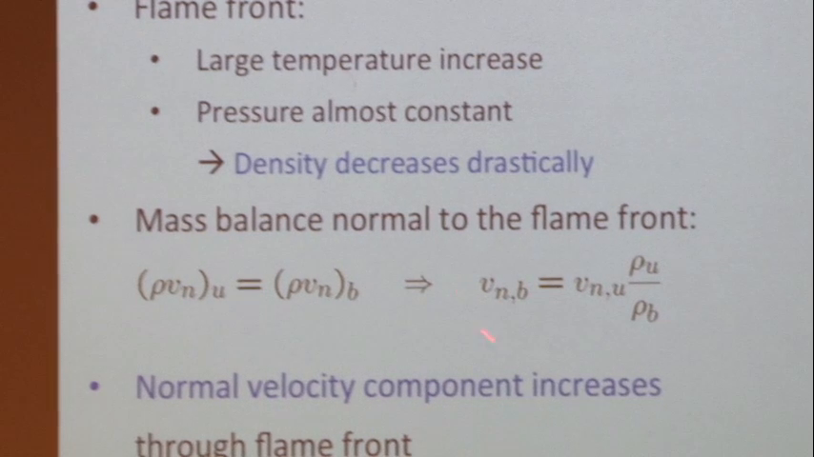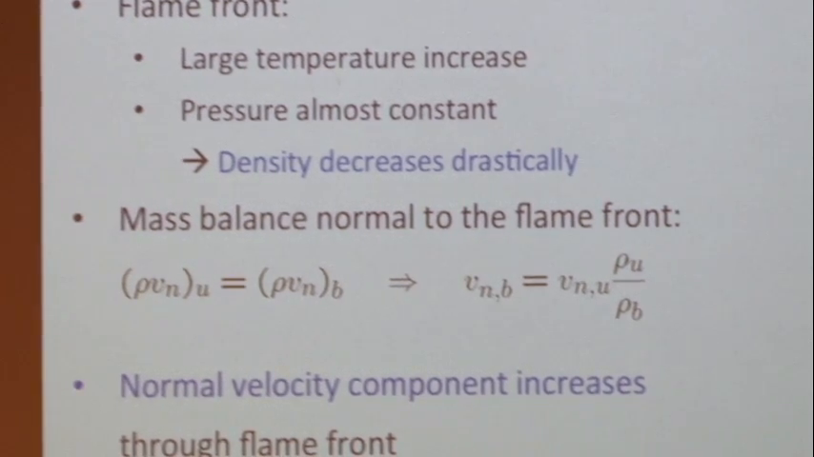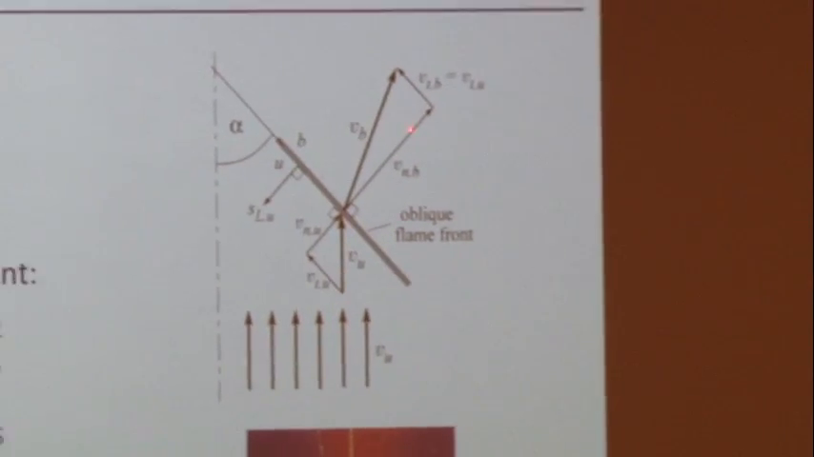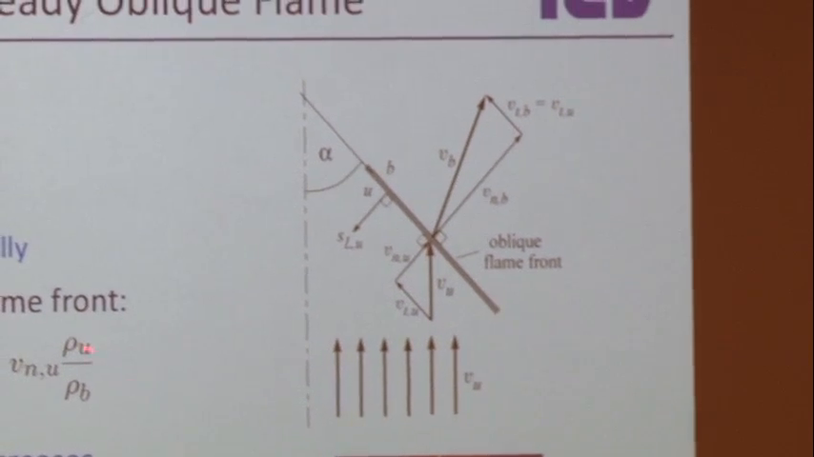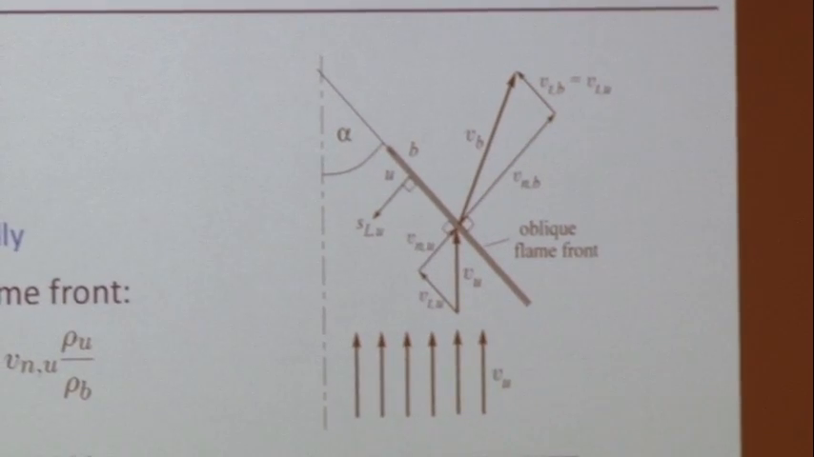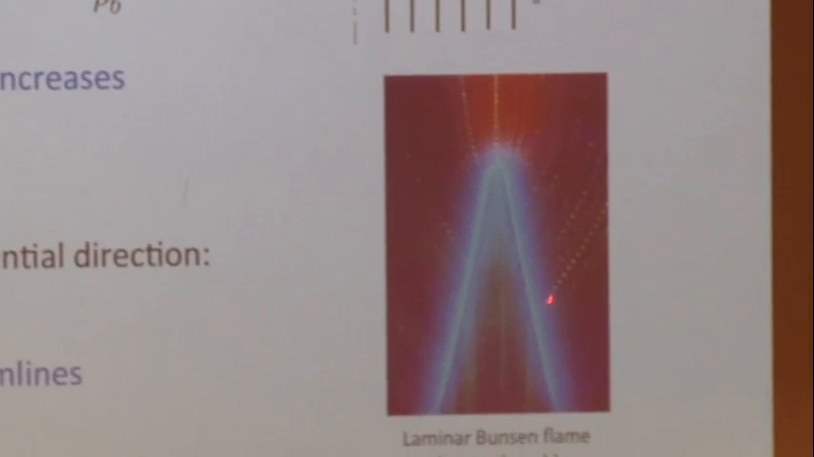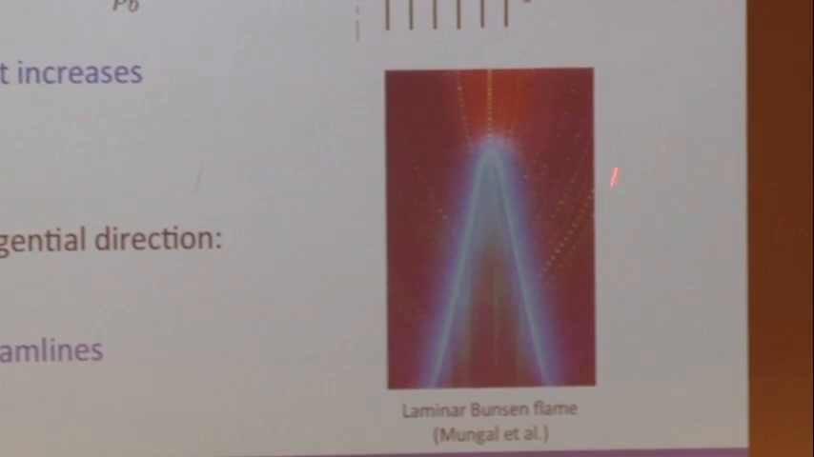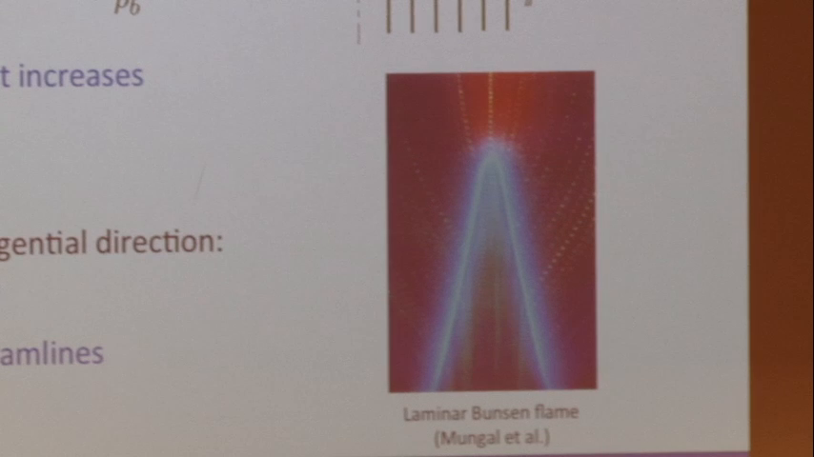But then you see the ratio of the normal velocity in the burned compared to the normal velocity in the unburned is the same as the density ratio. Okay, so the density decreases through the flame, and so because of this, the velocity increases. And here you see again what I said earlier, that the streamlines are deflected here by the expansion through the flame. Okay?